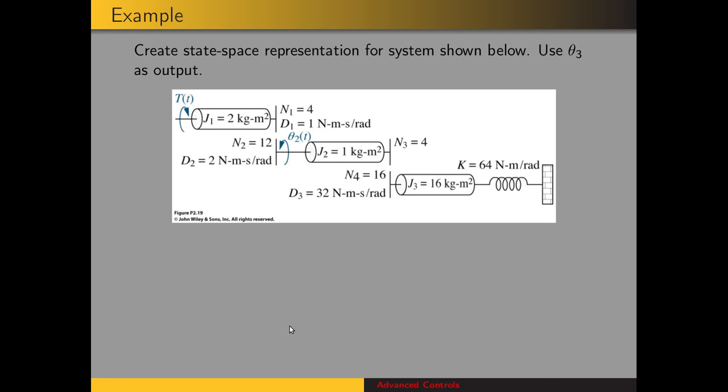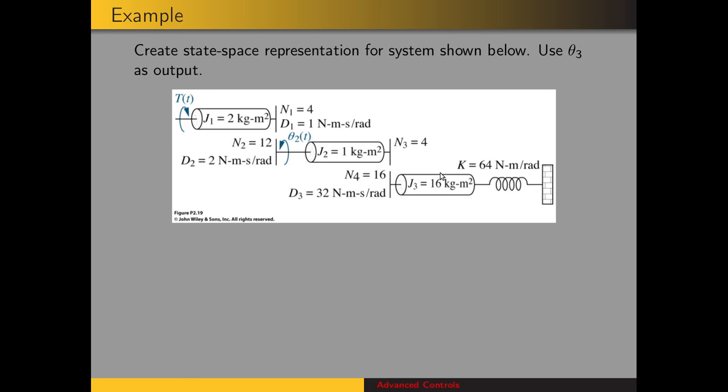The final example for this presentation is this rotational mechanical system with gears. We have two gear pairs, so three shafts, and a spring. Each gear pair has friction, and there are moments of inertia associated with each shaft. We want to write the state space representation for this system with theta 3 being the output. So we have theta 1, theta 2, and we'll say theta 3 is the displacement of this shaft.